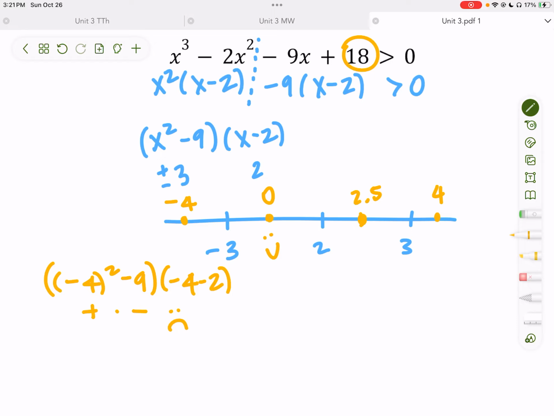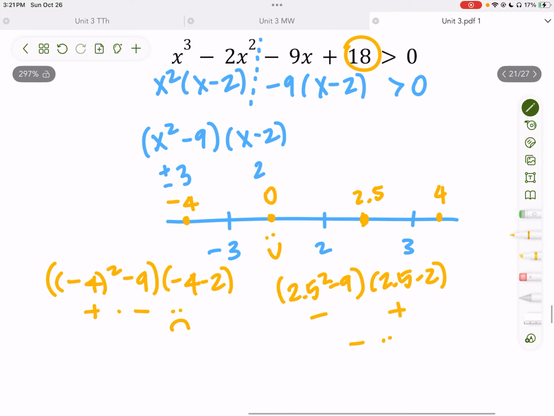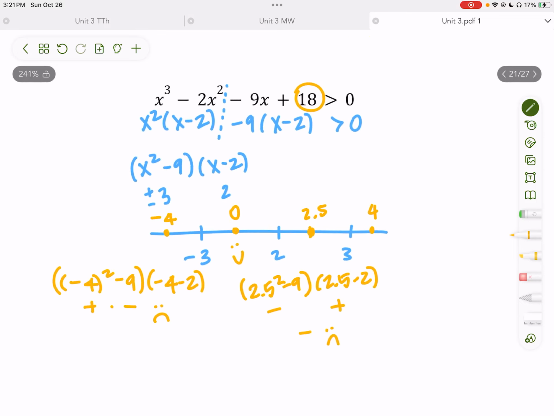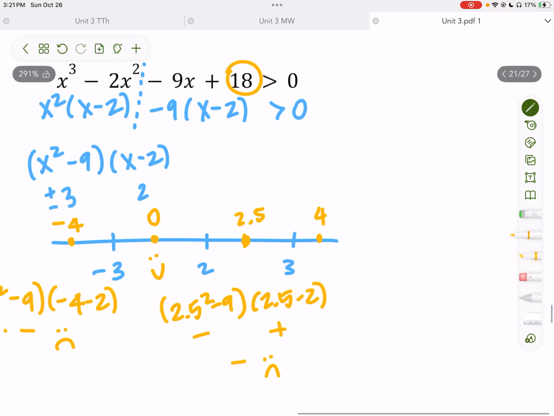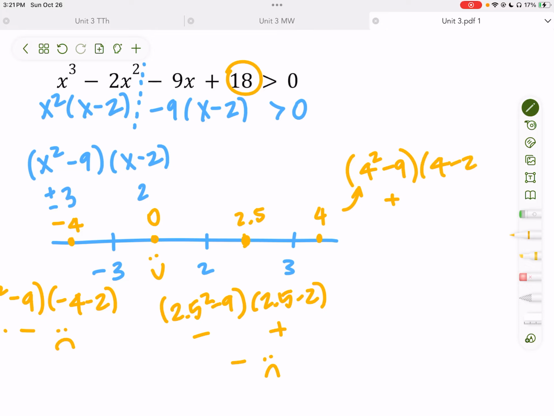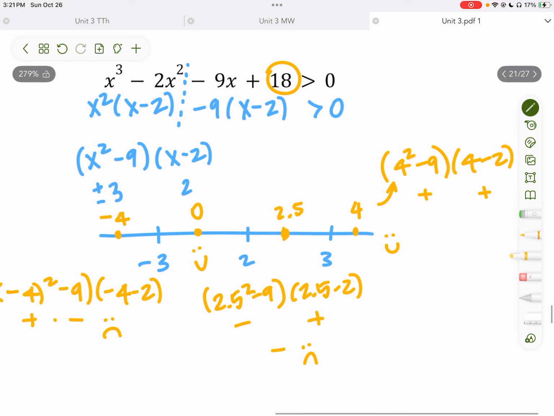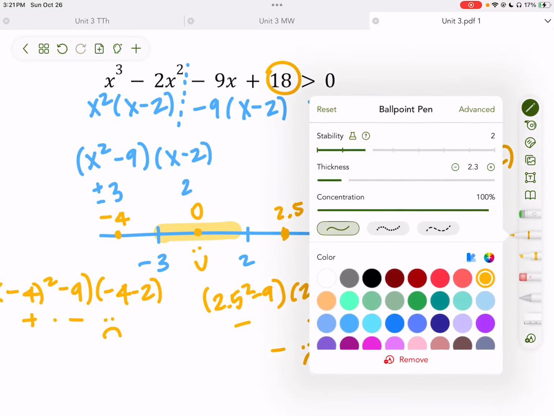I know 2.5 is also not going to work, but let's go ahead and do that math. 2.5, this will be negative, this will be positive, which gives us a negative. And then if I plug in 4, 4 squared minus 9, which is a positive, times 4 minus 2, which is positive, so that section will work. So in yellow, we have our solution.